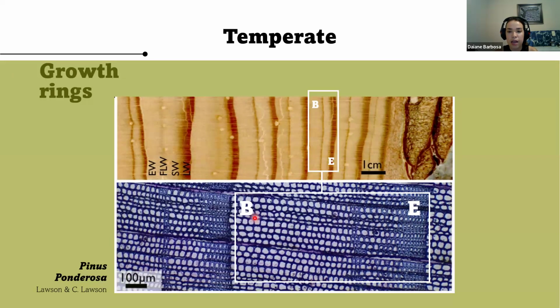B is begin, E is the end. And in the end of the season, we see tiny cells because there isn't too much water, there isn't too much energy, because the most part was used for the beginning of the season. So this is what makes the color different in the woods.